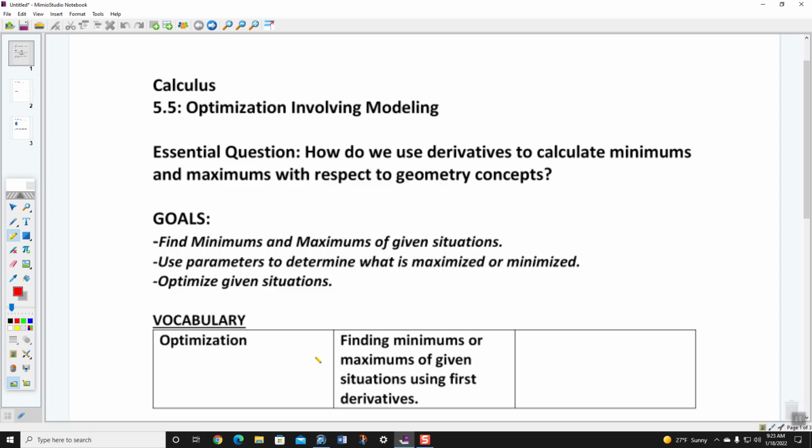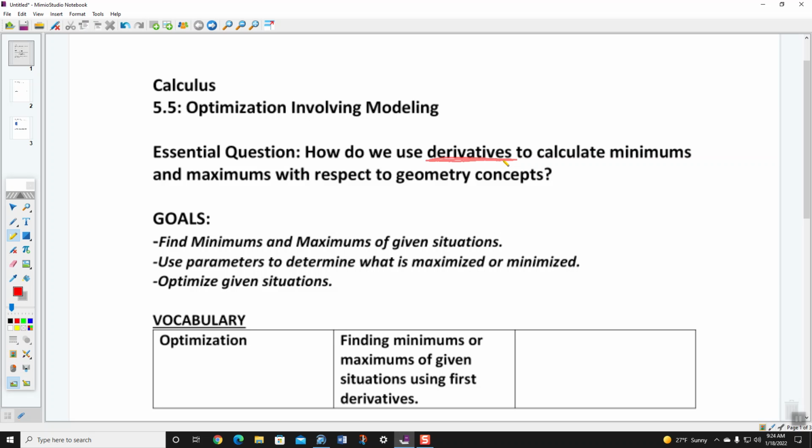So guys, really the big part that you're going to be working on, that'll be kind of like a project almost, will involve some of this optimization that we're going to talk about here today. So guys, 5.5, my favorite section to teach in calculus is optimization involving modeling, okay? The question we're trying to answer is how do we use derivatives? We've been talking derivatives for a long time. To calculate minimums and maximums with respect to geometry concepts.